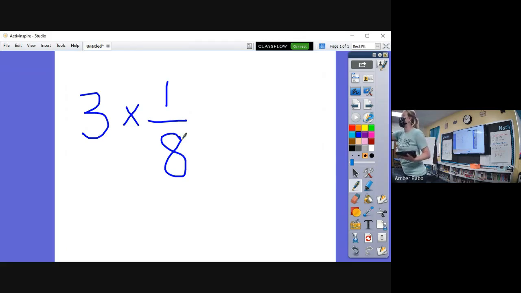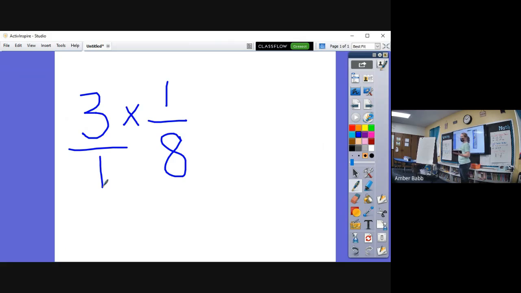Sean's about to fall out of his seat, but I do appreciate that your hand is raised and you're waiting patiently, quietly. Sean says just do 3 times 1 and then put it on the same denominator. You can get away with that on this problem, but here's the deal. I need both sides to be a fraction. So how do I make 3 a fraction? Put a 1 underneath it.